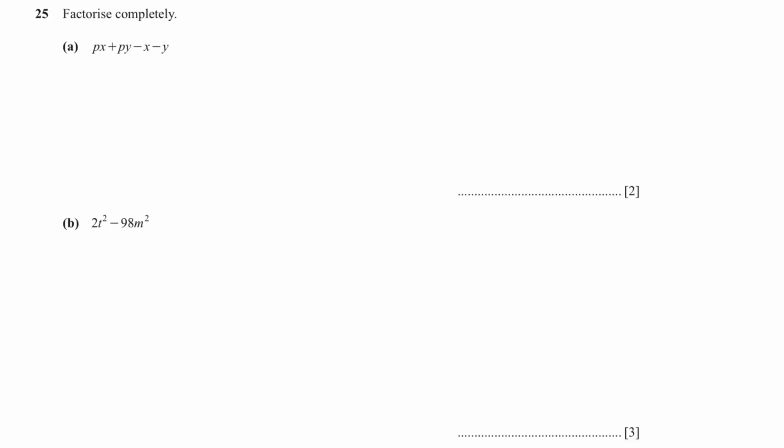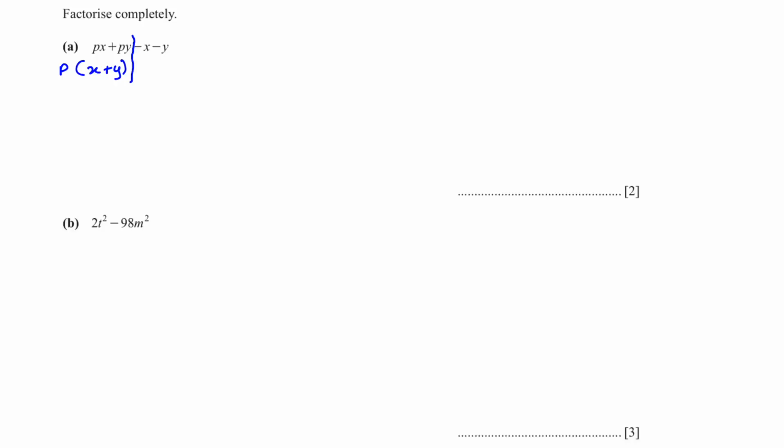Question number 25 is a factorization question. In this question, we have been given px plus py minus x minus y. Separate the two terms like this. What is common? You can see p, so that is out, and x plus y will remain.